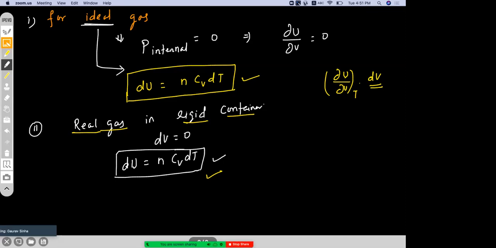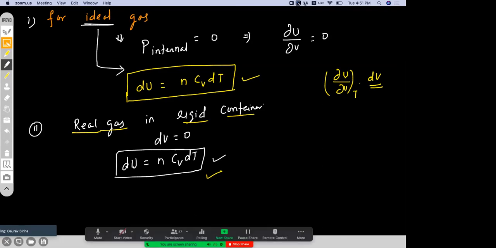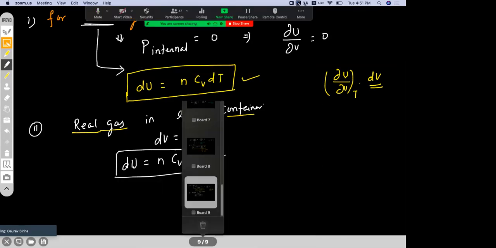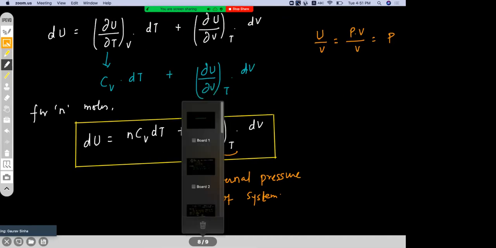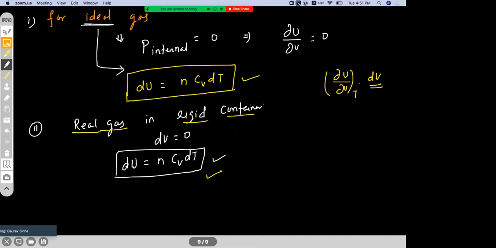Listen to me very carefully here. Molar heat capacity at constant volume. We haven't applied any condition of constant volume in this expression. We got this expression here, but we haven't applied any condition of constant volume. We just did the partial differentiation and we got this. So this formula, dU is equal to nCvdT, it is not at all necessary that it is applicable only for a constant volume process. No. Are you getting my point?